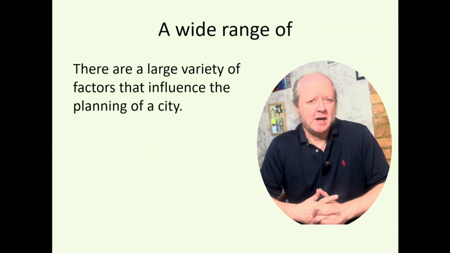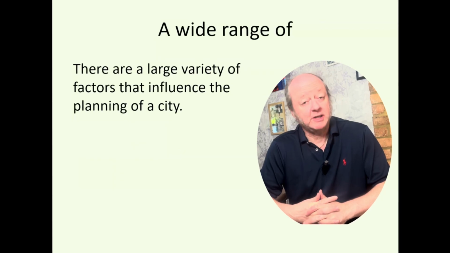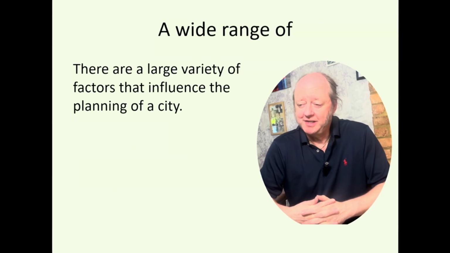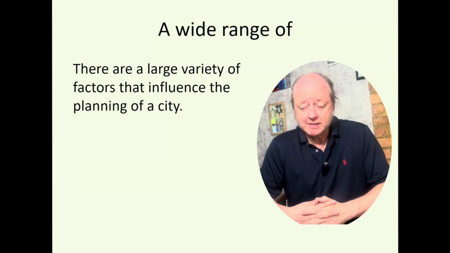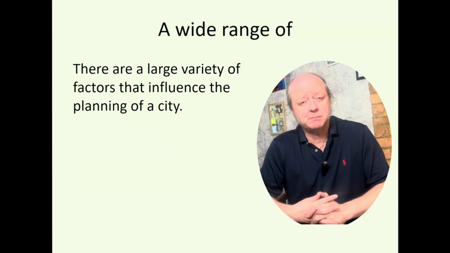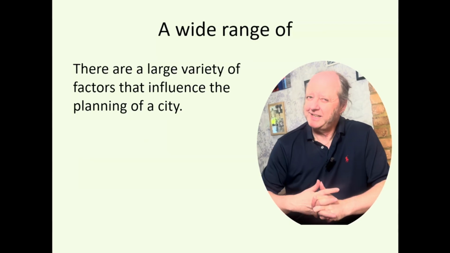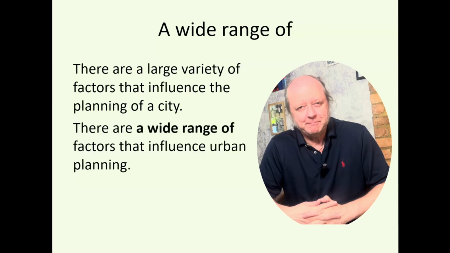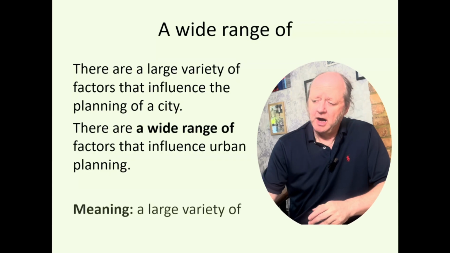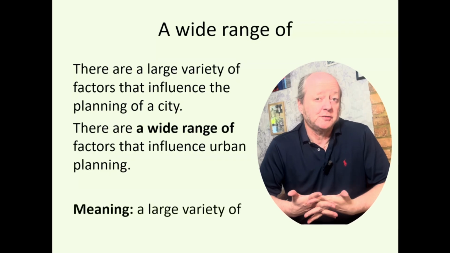And the last one, a wide range of. So can you guess where it goes in this sentence? There are a large variety of factors that influence the planning of a city. Take a guess. Where does that go? Yep. There are a wide range of factors that influence urban planning. So a wide range of means a large variety of.